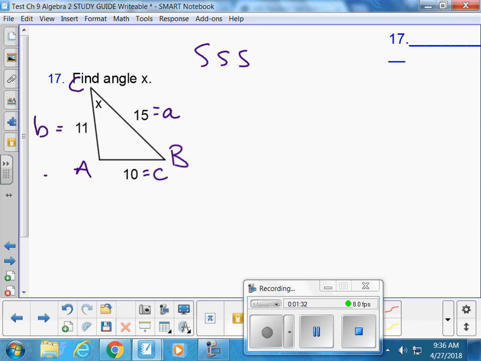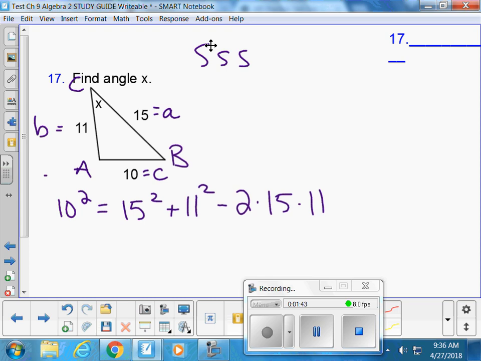Okay, here goes. C squared equals A squared plus B squared minus 2AB. So you see that 15 and 11 appear twice. That's a great way to check that you're doing it right. And then cosine C, or X, whatever you want to put there.